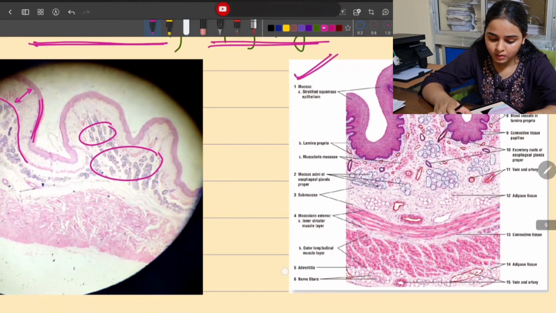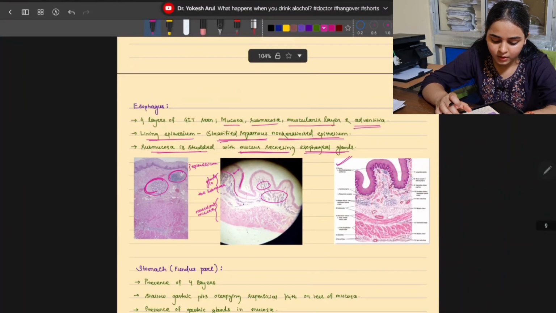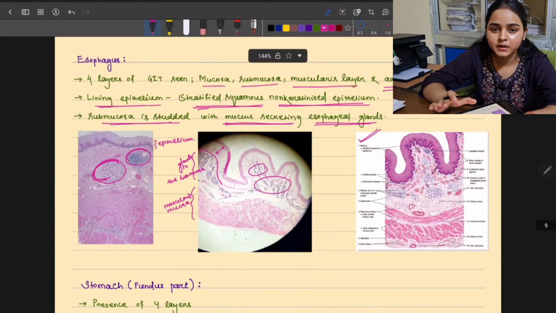So esophagus is done, और तुम्हें इसोफेगस से ड्यूडेनम कैसे डिफरेंशिएट करना है वो भी मैंने बता दिया.